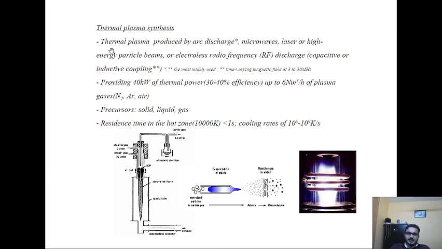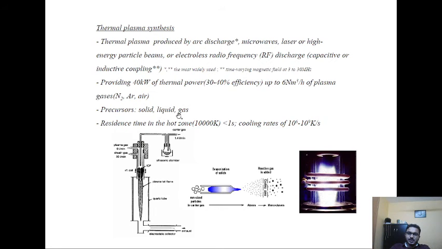Then thermal plasma synthesis. Thermal plasma is produced by arc discharge, microwaves, lasers, or high energy particle beams, or electrodeless radio frequency (RF) discharge, capacitive or inductive coupling. It provides 40 kilowatt of thermal power, with around 30 to 40% efficiency, and up to 6 Newton meter cube per hour of plasma gases.